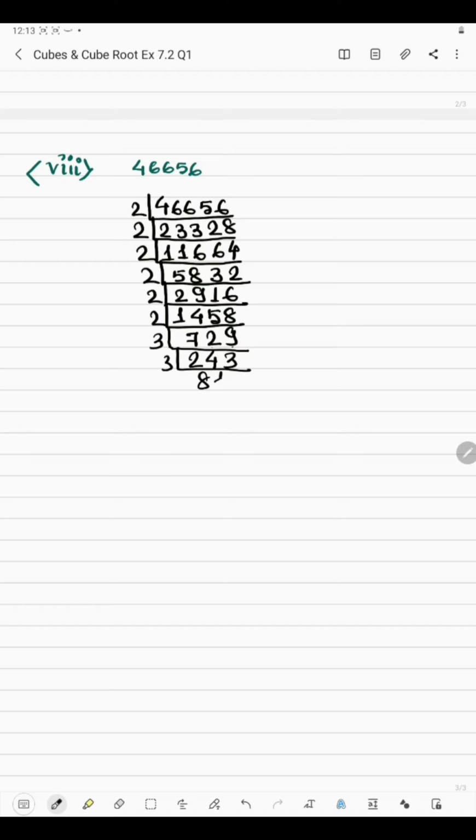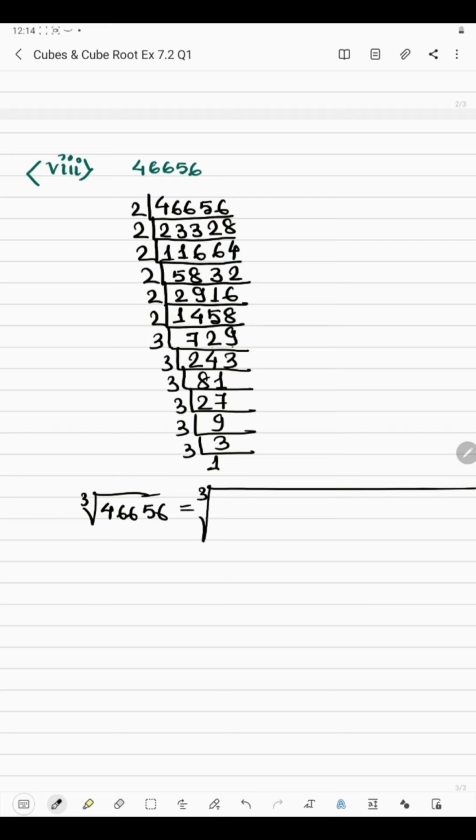3 8s are 24, 3 1s are 3. Then 3 2s are 6, 3 7s are 21. 3 9s are 27 and 3 3s are 9. 3 1s are 3. So the cube root of 466656 is... see how many 2's we have.